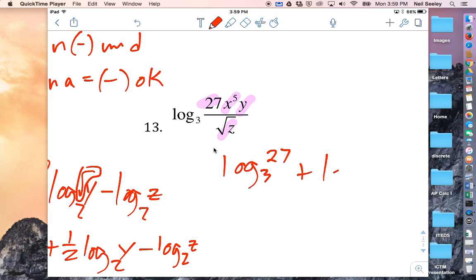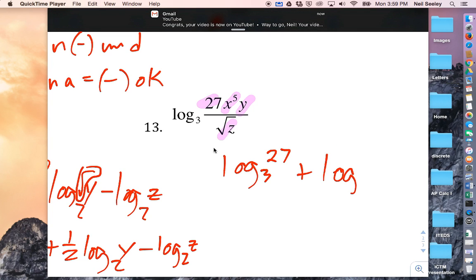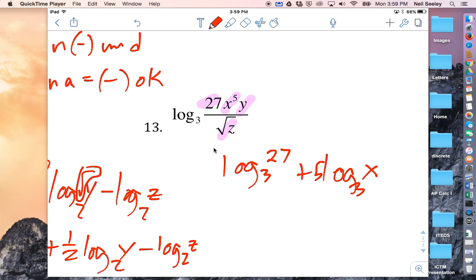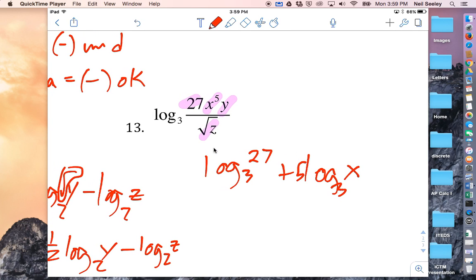Log base 3 of x to the 5th. But instead of putting it to the 5th power, I'm going to bring it out front from the start. And then plus log base 3 of y. I'm going to run out of room, so I have to go down a notch and then subtract what's in the denominator, log base 3 of the square root of z, but no, I'm going to put z here, and instead of the half power, I'm actually going to pull the half out front from the beginning.